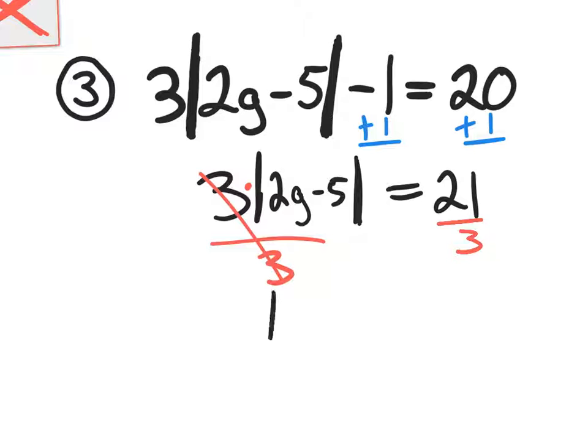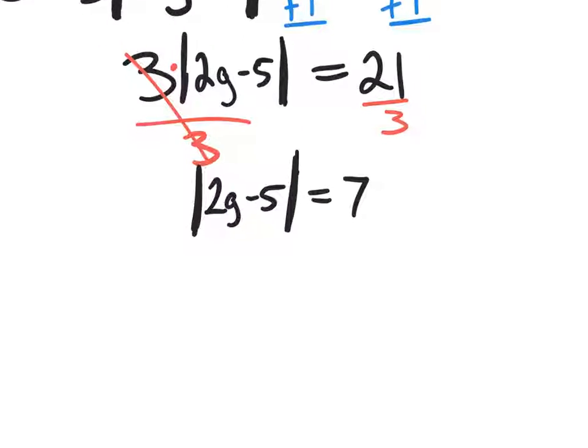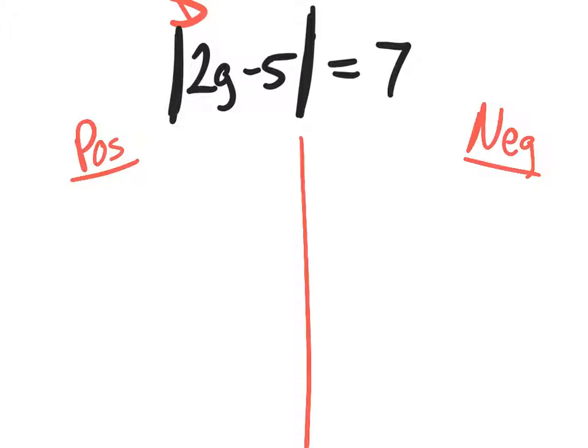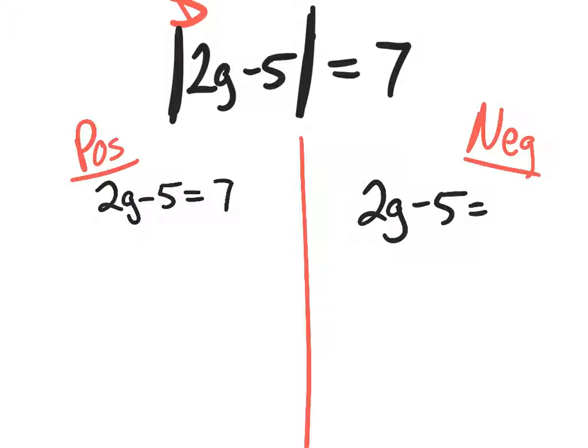Our new absolute value equation is the absolute value of 2g minus 5 equals 7. And now that we have the absolute value isolated, now we could actually do the positive and the negative situation here. So let's do that. Let's draw a line down through it. And the positive situation, once again, is writing it exactly the way it is without the absolute value signs. And the negative situation is the same thing, 2g minus 5, but instead of a regular 7, it's a negative 7, okay?